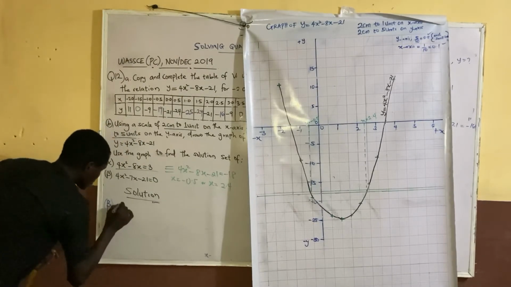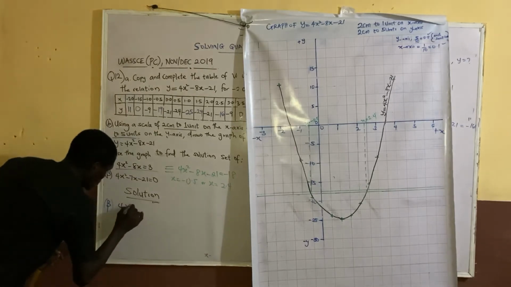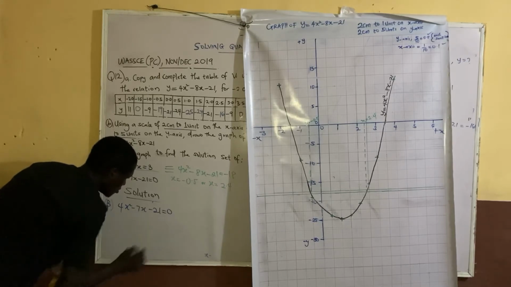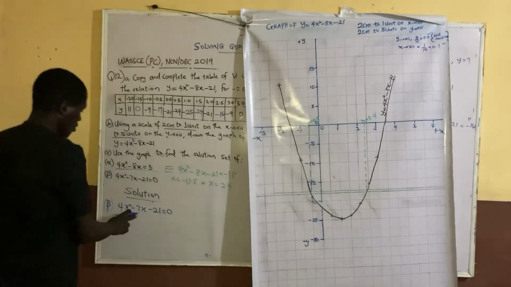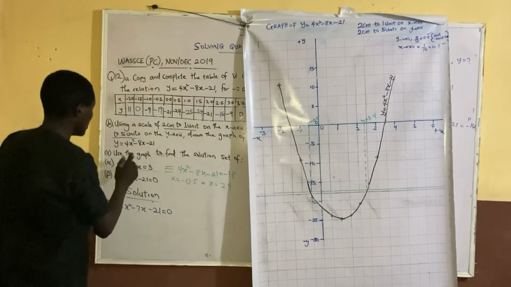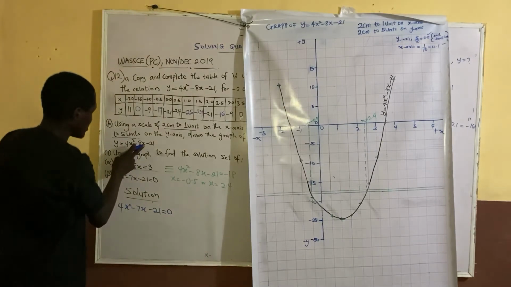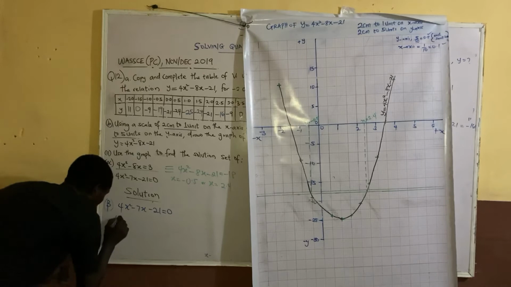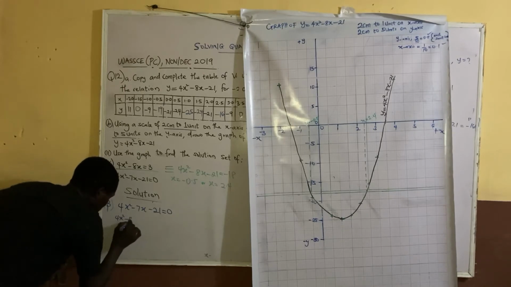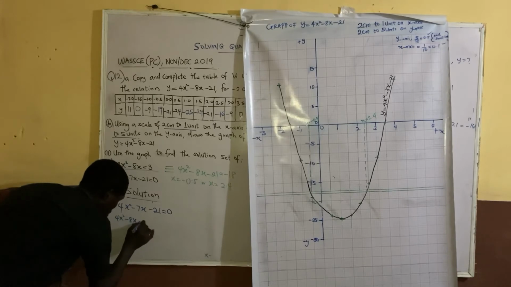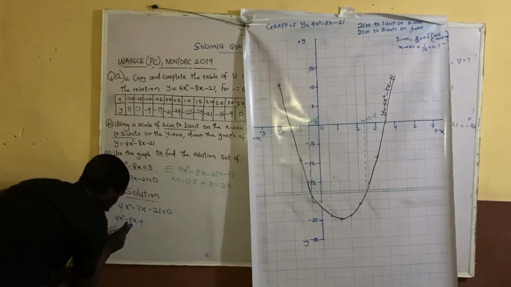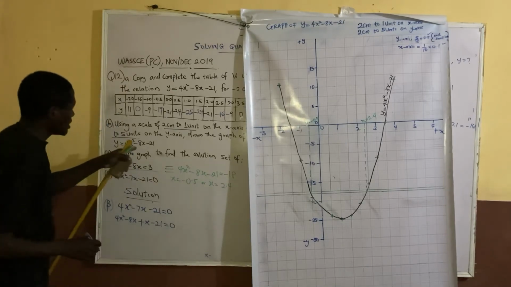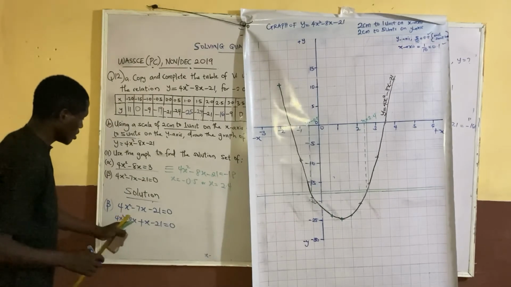We have 4x squared minus 7x minus 21 equal to 0. Now to get this, before I should have minus 7x, it means that I must add x to minus 8x to have minus 7x. So in other words, you record that 4x squared minus 8x plus x minus 21 equal to 0. So I'm adding x to this equation. So we have 4x squared minus 8x plus x minus 21.